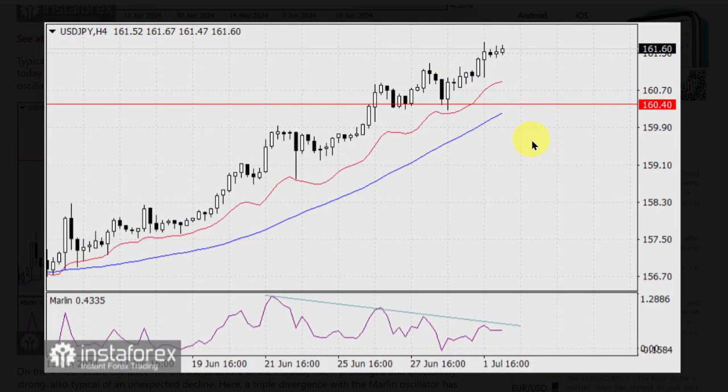On the 4-hour chart, the price mirrors the structure of the intraday rise, prolonged and excessively strong, also typical of an unexpected decline. Here, a triple divergence with the Marlin oscillator has already formed. We await further developments.